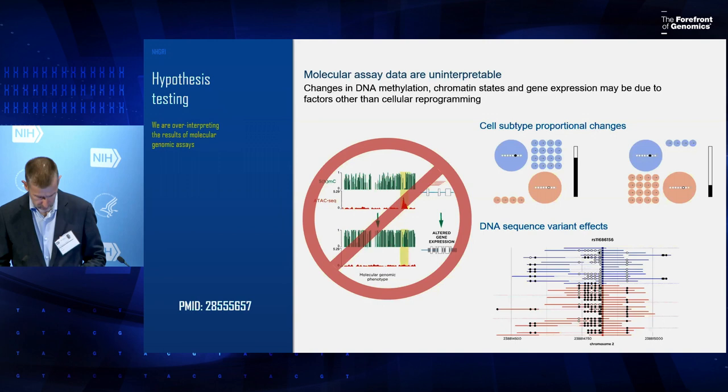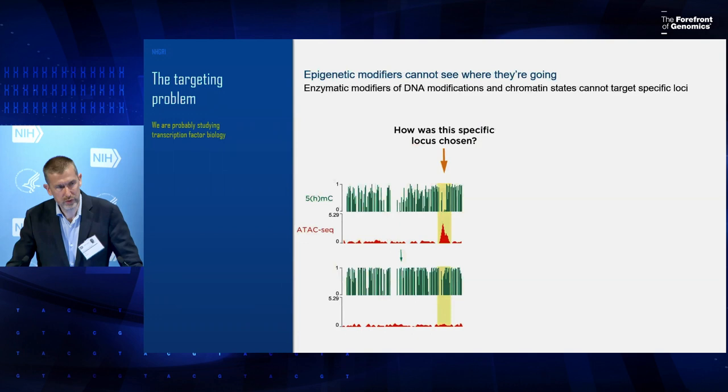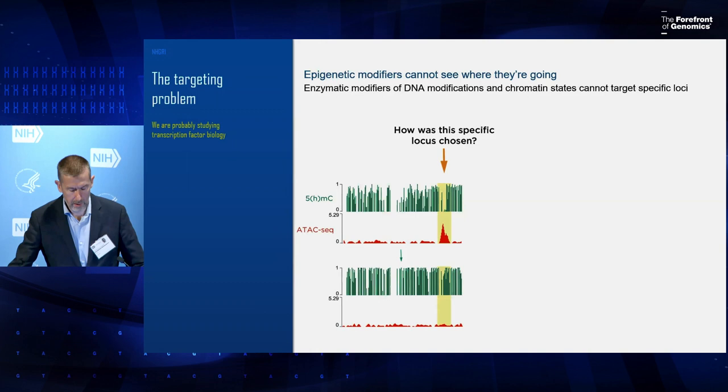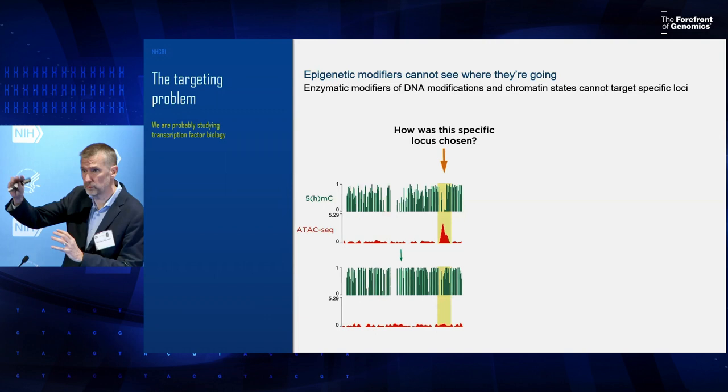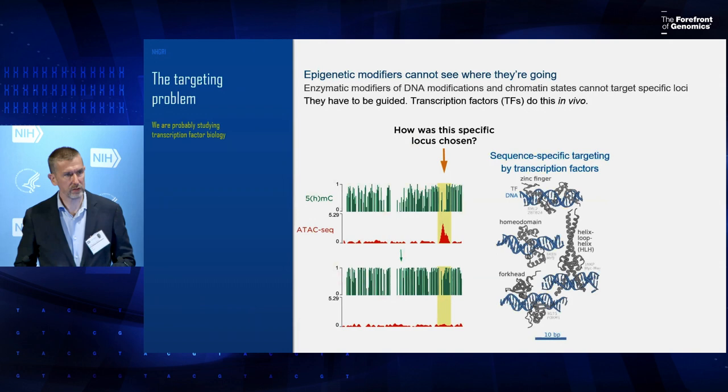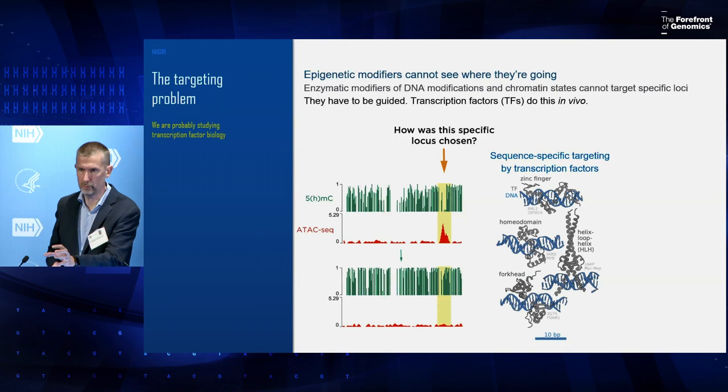So then I started thinking, well, why did you choose this particular locus in response to this environmental stimulus? Because DNA methyltransferases, TET oxidases, chromatin remodelers and modifiers have no sequence specificity, nor do you want them to have any sequence specificity, because they have to go to different places in different cell types, right? All with the same genome. So what we're probably looking at is the footprint of transcription factor biology, where the transcription factors are either binding or not. And that's what's being reflected by the chromatin changes and the DNA methylation changes.